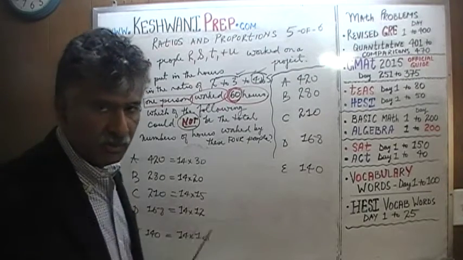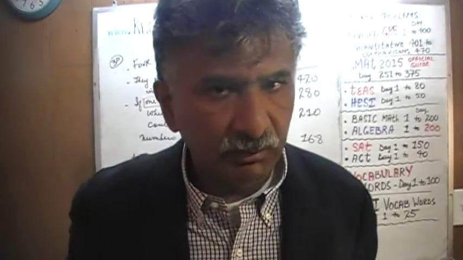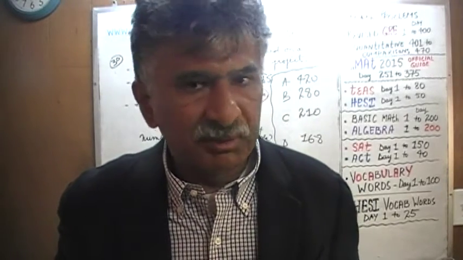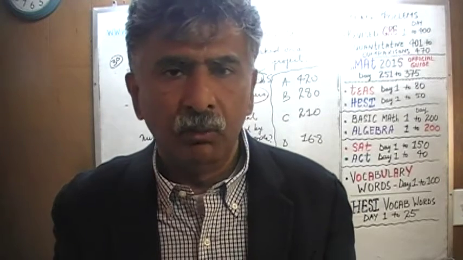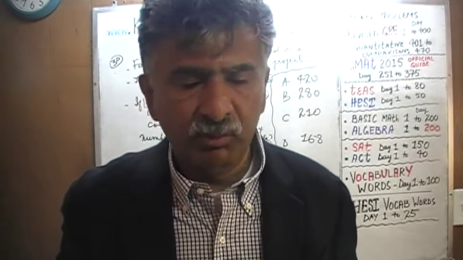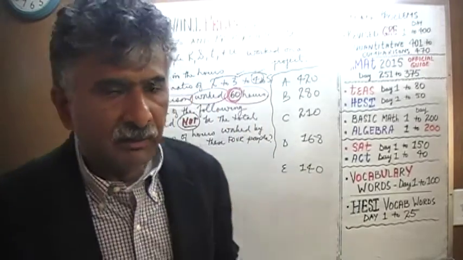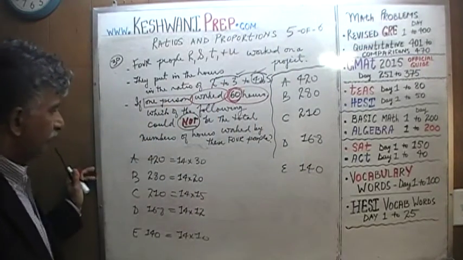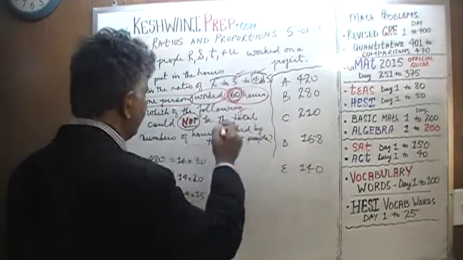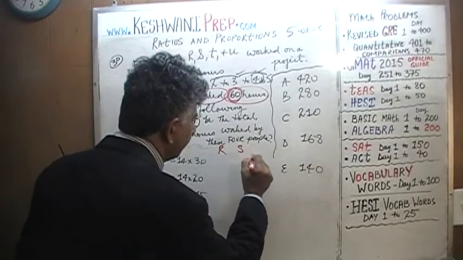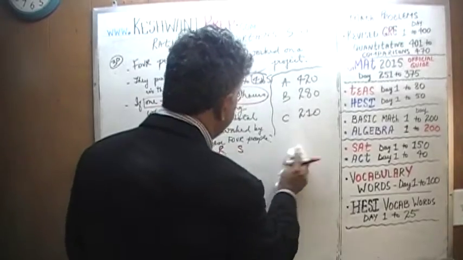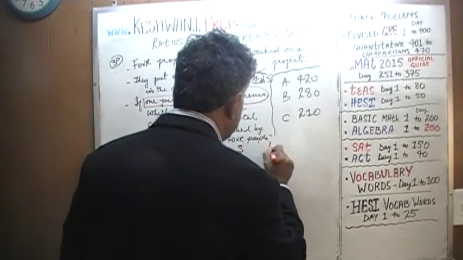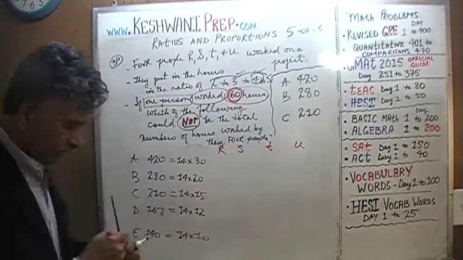Out of those 5 scenarios, 4 of those scenarios are possible. One scenario is simply impossible. It simply cannot be that in one particular scenario that we're looking for, nobody will be able to work 60 hours with one of these 5 numbers. So here are the 4 people, R, S, T, and U. I'm going to erase this thing so I have more room.